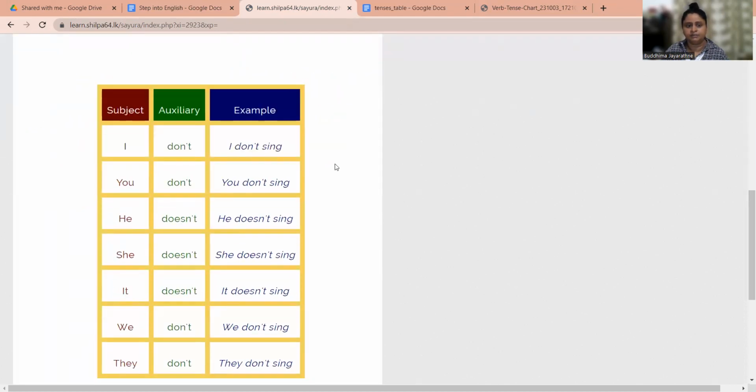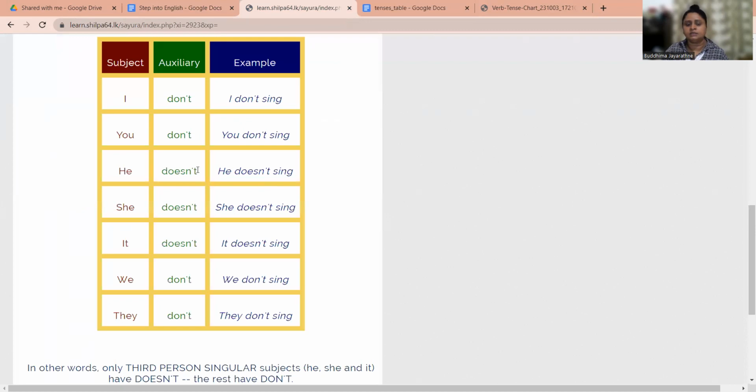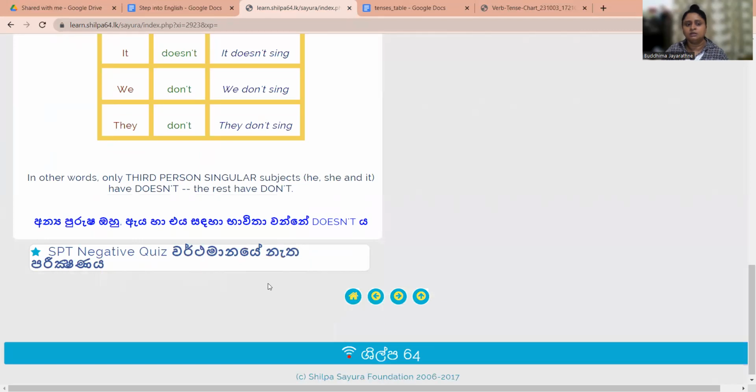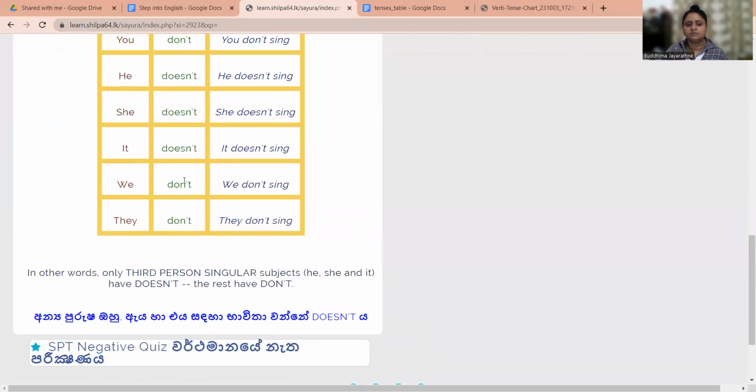So you can once again clearly see these examples in the very simplest form. I don't sing. You don't sing. He doesn't sing. She doesn't sing. It doesn't sing. We don't sing. And they don't sing. So these are all, you see, the doesn't comes with third person singular subjects.